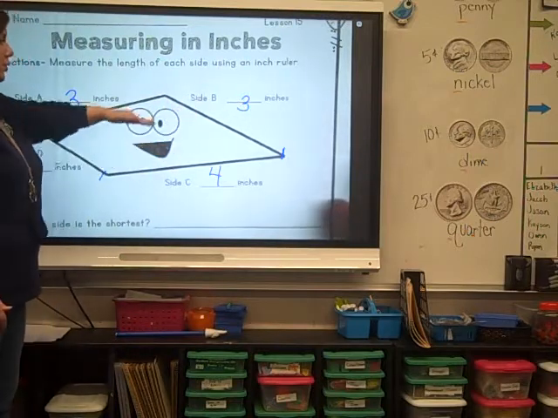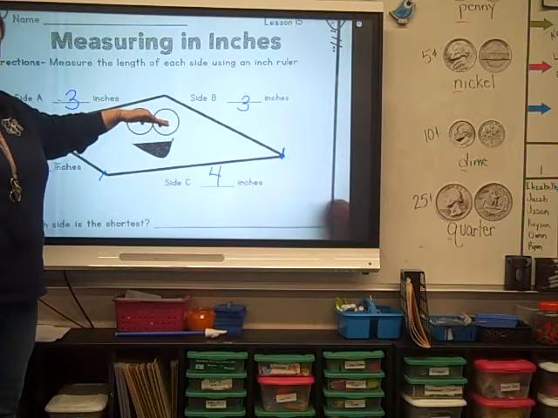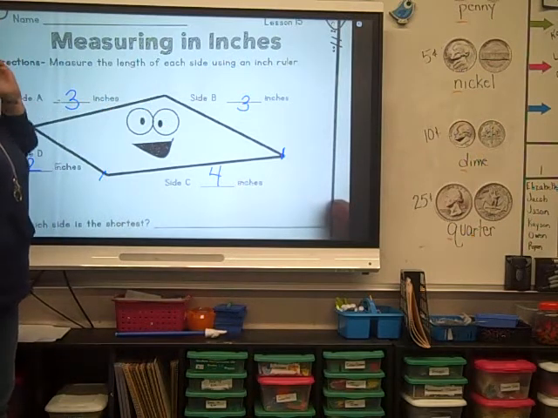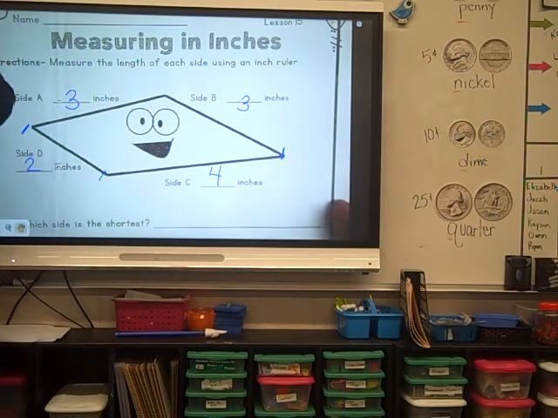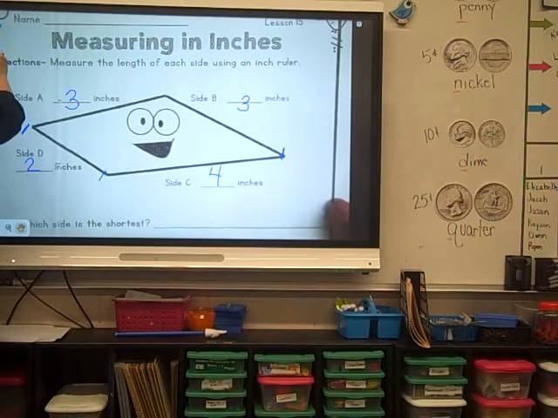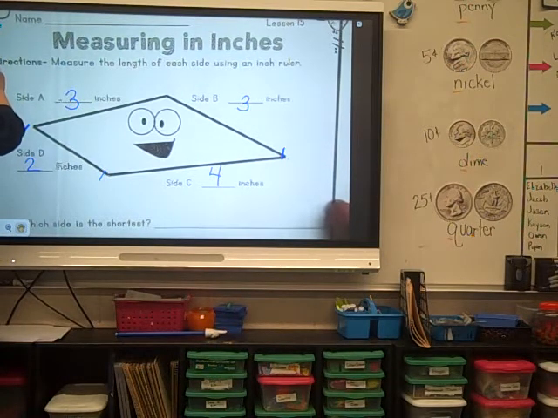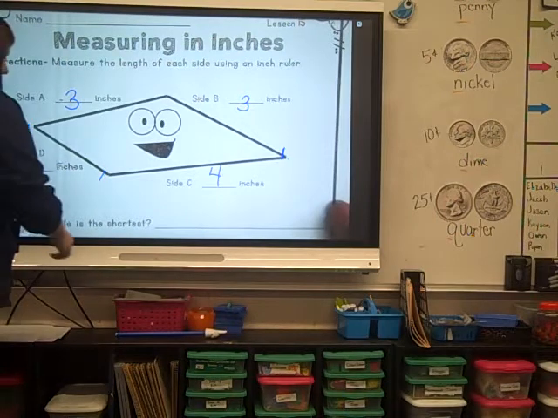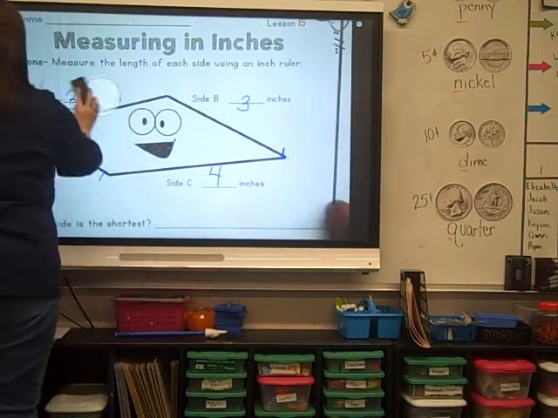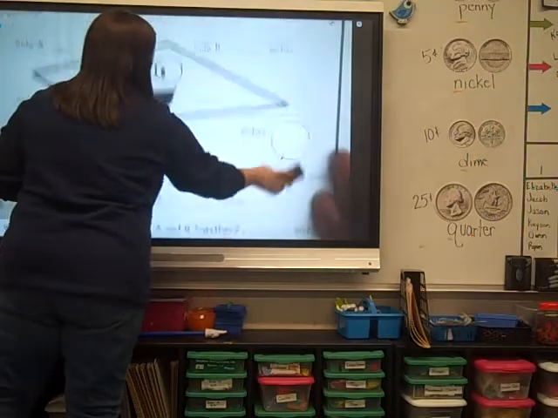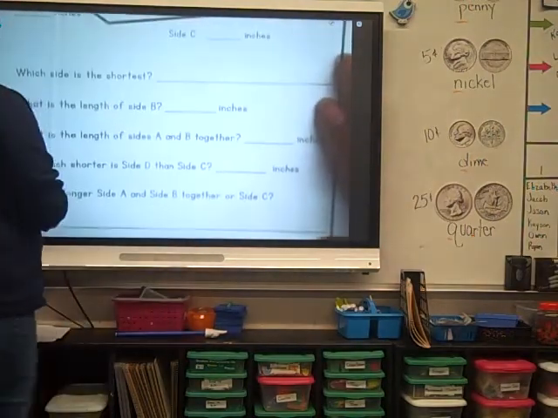Now guys, I'm not going to be able to keep that on the board, so you're going to have to look up here to see how many inches. I'm going to make me a note. Side A is 3 inches. Side B is 3 inches. C is 4. And D is 2. All right. So we're going to have to go down to the bottom and answer the questions.